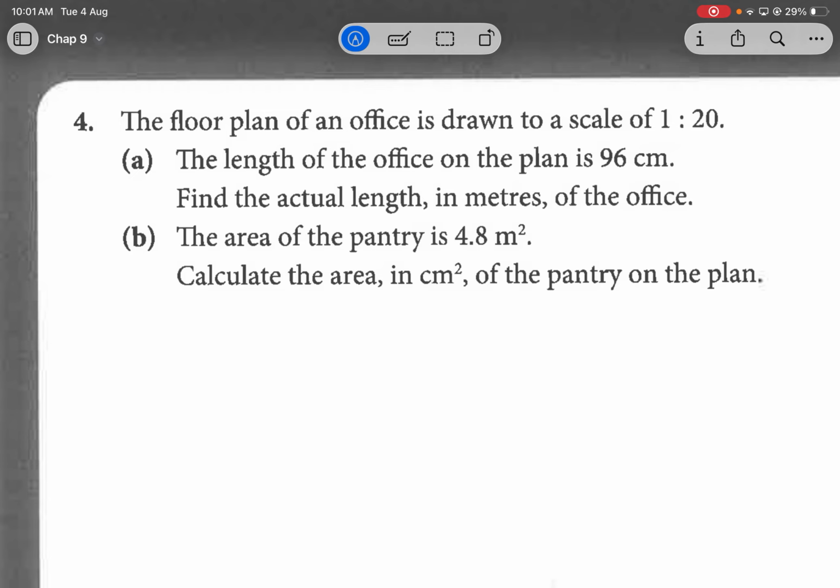First part, when I multiply by 20, 20 is the scale factor. So whatever I input, 96 cm, expanded by 20 times, it is still in cm. Okay? The scale factor doesn't change my unit. So after I multiply by 20, 96 cm on the map is 1920 cm in the real world. But they want the answer in meters. So I have to change cm to meter.